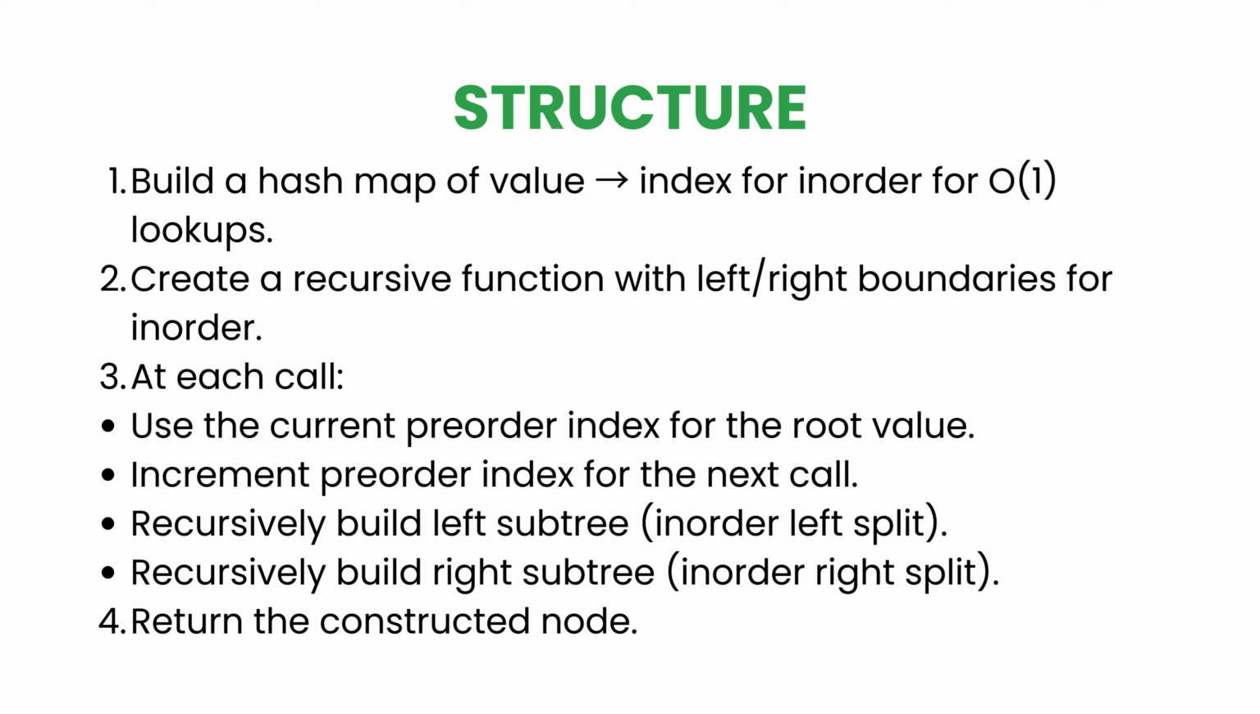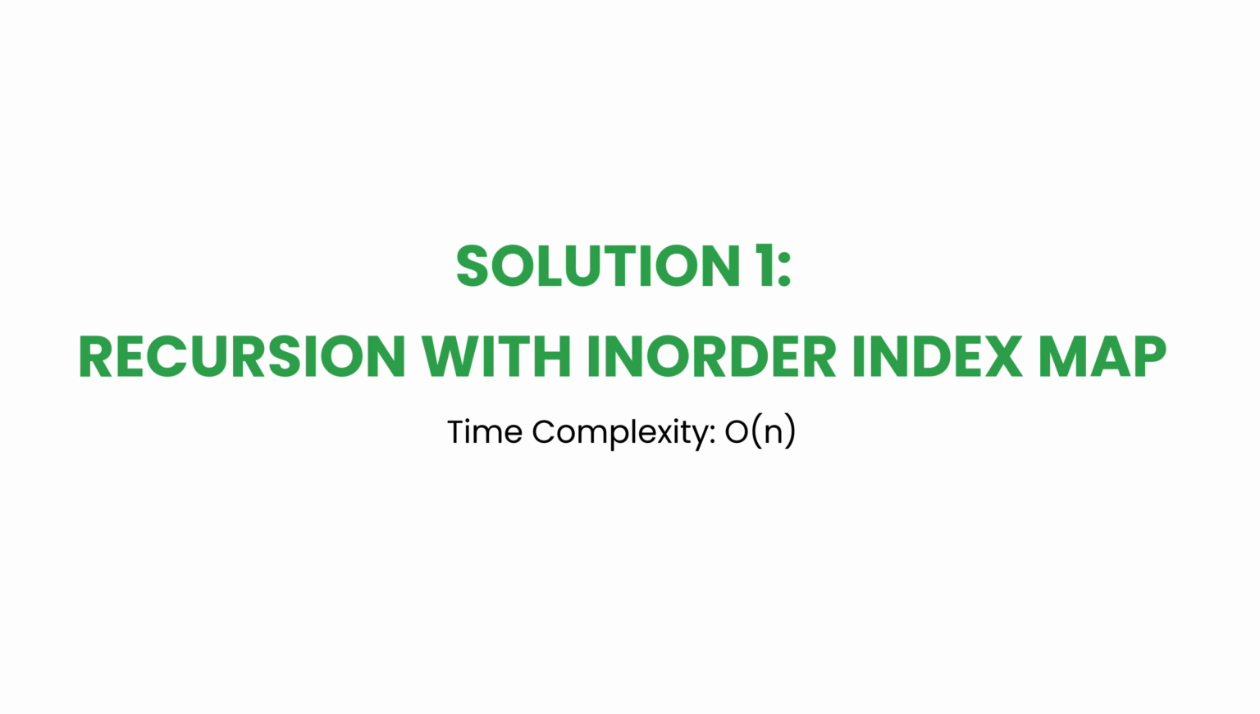At each call, use the current preorder index for the root value. Increment preorder index for the next call. Recursively build left subtree, inorder left split. Recursively build right subtree, inorder right split. Return the constructed node. Now let's implement the recursive reconstruction, using an index map of the inorder array to quickly locate root positions and rebuild the tree.